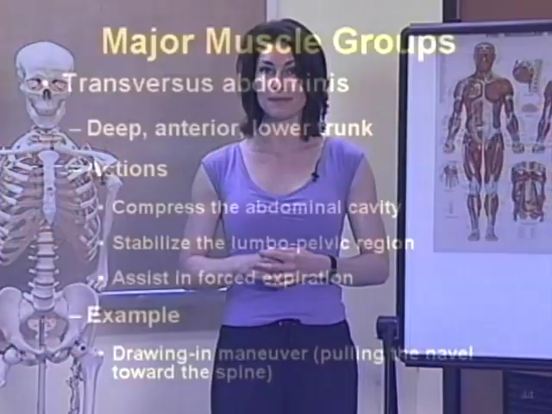One way that you can check this out on yourself is if you place your hands on the area of the Transversus Abdominis and perform a cough. When you cough, like so, you'll actually feel the lower abdominal muscles tensing, and that is in part due to the Transversus Abdominis helping with that forced expiration.